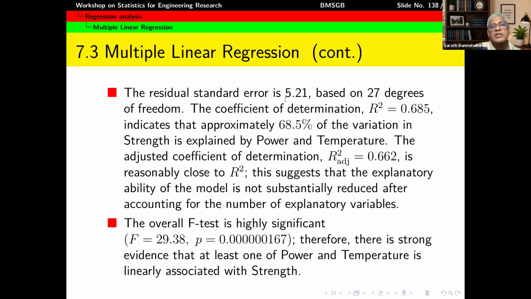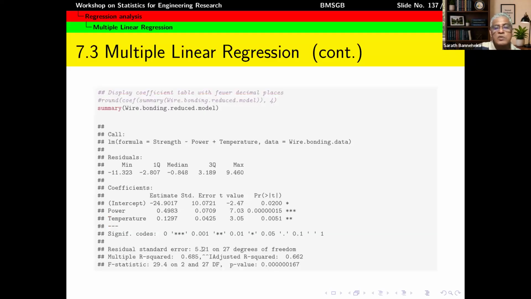The residual standard error is 5.21. Actually, residual standard error has to be a smaller value compared to the degree of freedom. In this case, residual standard error is much, much smaller than the degree of freedom. So that's a good indication too.